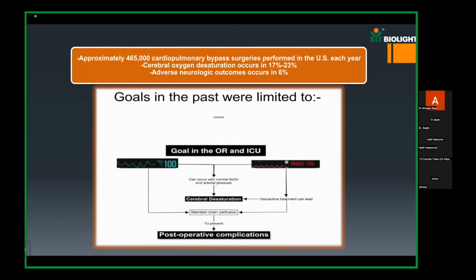So, goals in the past were limited to just maintaining oxygen saturation at 100% and maintaining blood pressure at normal levels. But desaturation can occur with normal values. So maintain brain perfusion to prevent postoperative complications. This can be done by regional oxygen saturation and its early detection.